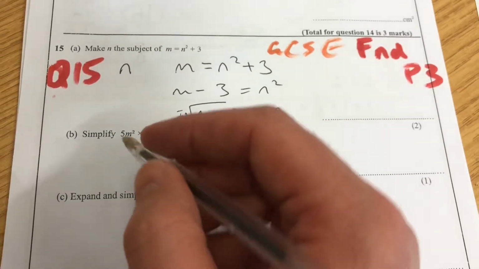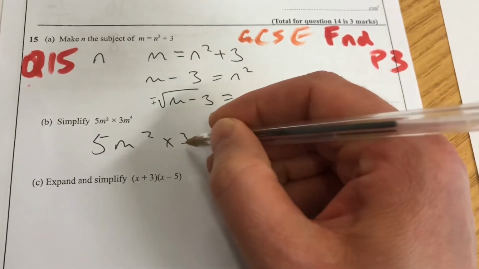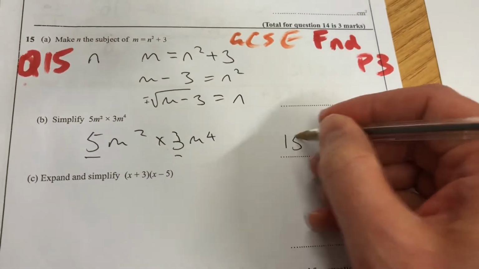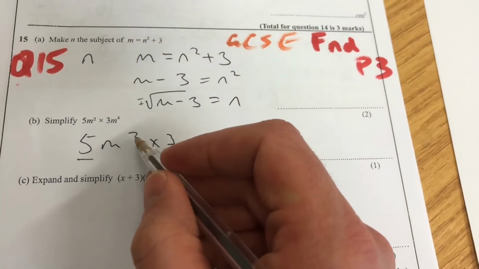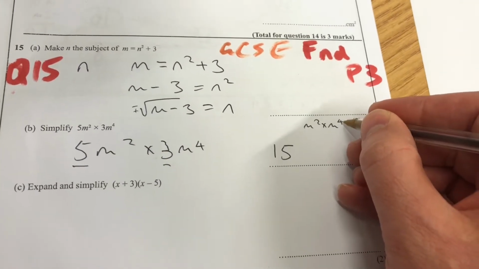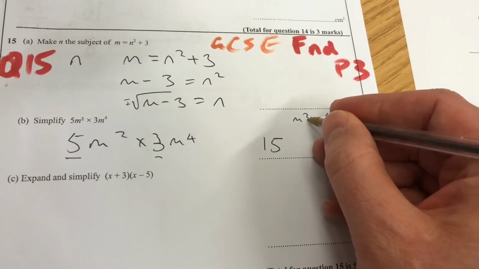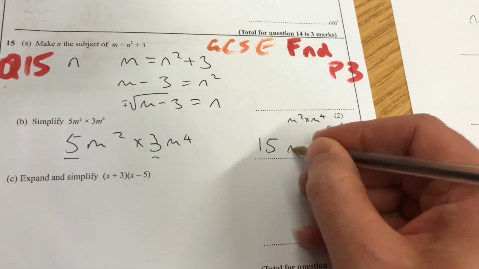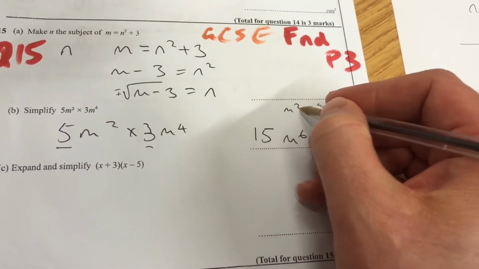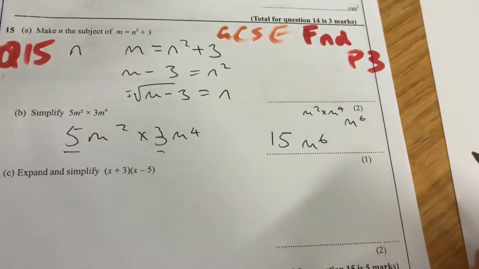Now we're going to simplify 5m squared times 3m to the 4. I'll do the numbers first. 5 times 3 is 15. Index laws: m squared times m to the 4. When we multiply those powers, we add the exponents. So it's m to the 2 plus 4, m to the 6. And you could check that by writing m squared out in full, and m to the 4 out in full, and you end up with m to the 6.